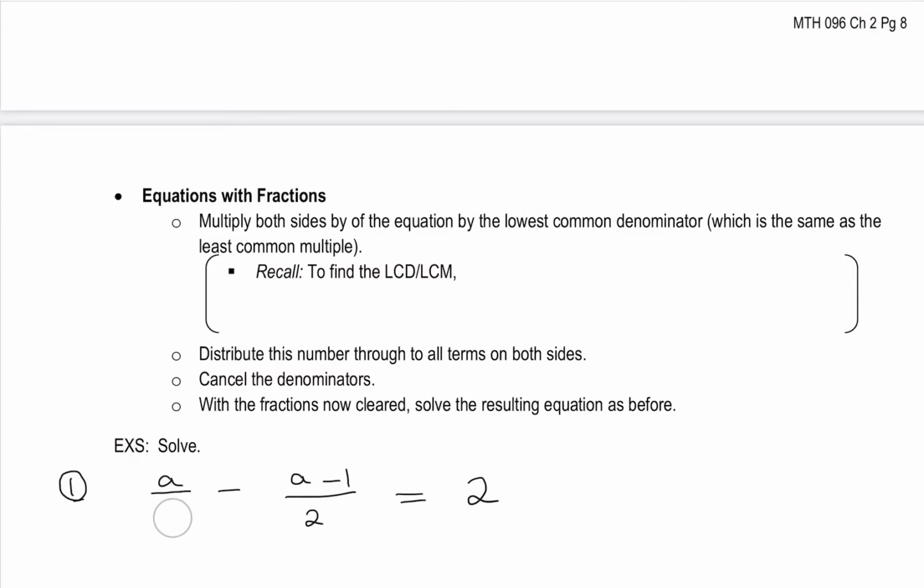You could have one of them on the left. I could have put the a minus 1 over 2 over on the right-hand side. I mean, it doesn't matter. But in this case, they both happen to be on the left-hand side. All right, so here's what we're going to do.